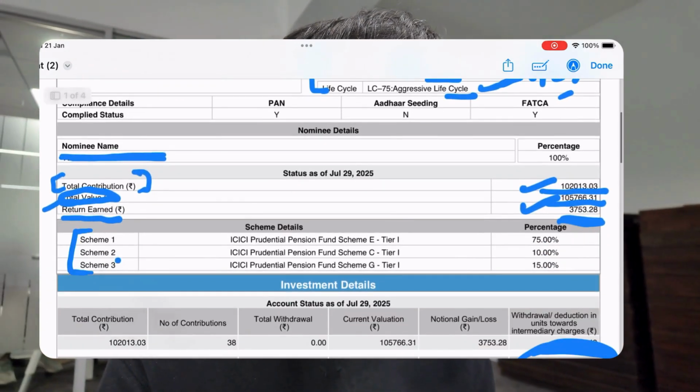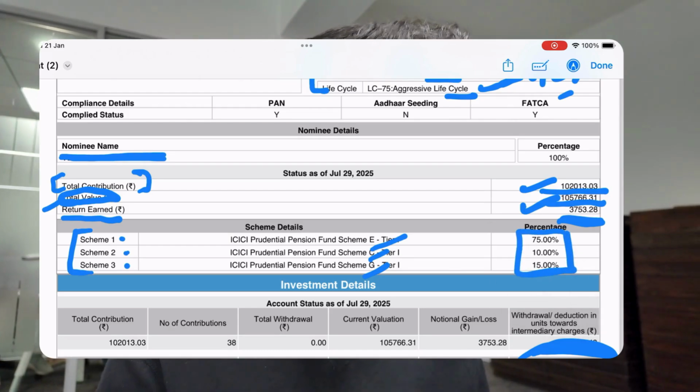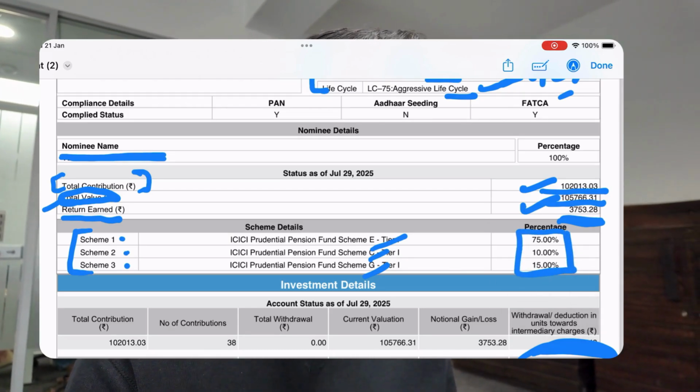Which means whenever I invest, my money gets divided into 75% equity, then corporate bonds, and then government securities. So if you see here, you'll see the scheme details as well, 1, 2, and 3, which is equity, corporate bonds, and government securities. The percentage allocation is 75, 10, and 15. That's the second important thing you should know about your statement.